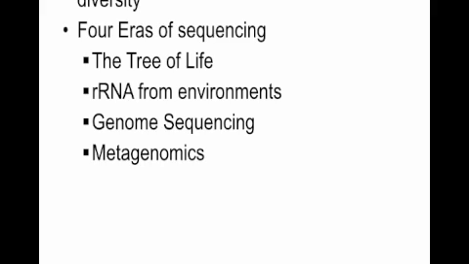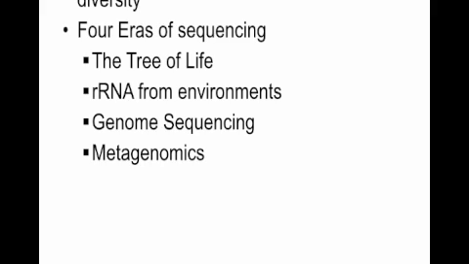So basically the way this works is the first era started in the 1970s. People could grow microbes in the lab, and to figure out the evolutionary relationships among them and the tree of life, people used sequencing. That was how the whole field got launched.